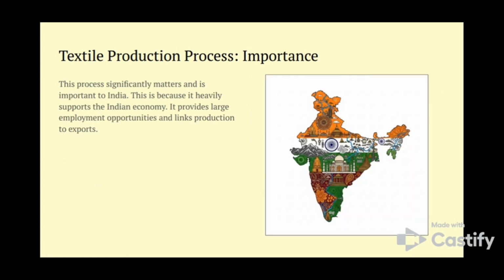In conclusion, the textile production process in India involves several interconnected stages, starting from raw materials and spinning, moving through fabric production and processing, and finally reaching garment and product manufacturing. Understanding this process helps explain how raw fibers are transformed into finished products and highlights the importance of the textile industry in India's economy.